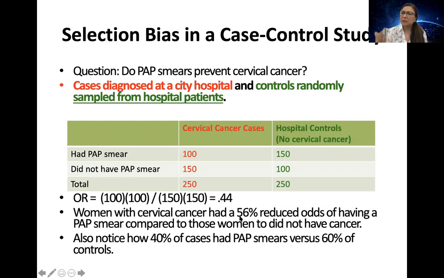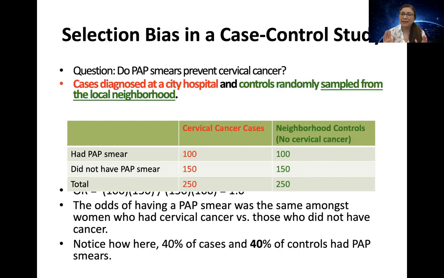Great. Okay. So that all seems to be making sense, right? There's no problems. But I do want you to notice one thing. Notice that about 40% of the cases in this row had pap smears versus 60% of the controls. So 40% of this group had a pap smear, and about 60% of the controls had the pap smear. I just want you to bank that little bit of information, because it becomes kind of important in the next slide.